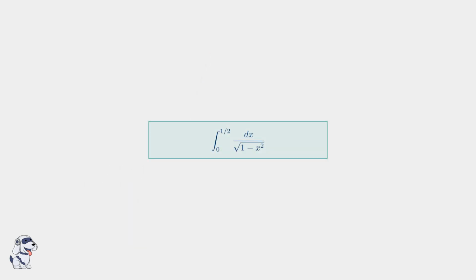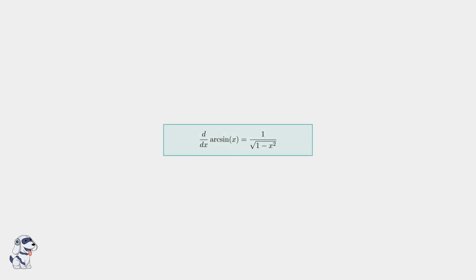Problem 14 requires evaluating the integral from 0 to 1/2 of dx over the square root of 1 minus x squared. Without a calculator, recognize this as the derivative of arc sine x. The antiderivative is arc sine x, so evaluate from 0 to 1/2. This equals pi over 6. With a calculator, pi over 6 is approximately 0.5236.